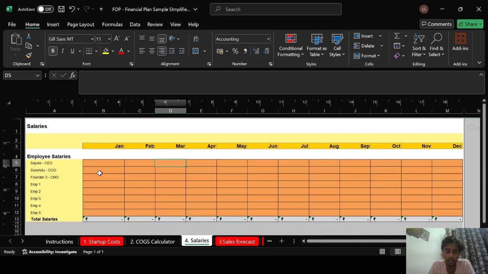Okay, so this slide contains all the salaries. We put all the salaries of the CEO, CMO, employee 1, 2, 3, etc. It will automatically total all the salaries and give us a brief idea about how much we will be spending on the salaries.